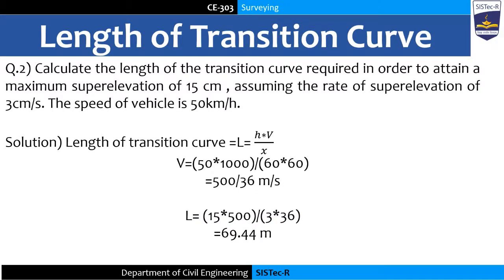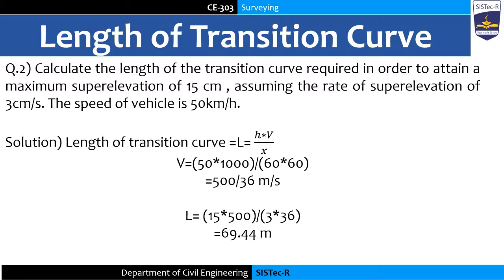Now we have the second numerical based on the length of transition curve. Calculate the length of transition curve required in order to attain a maximum super elevation of 15 centimeter, assuming the rate of super elevation of 3 centimeter per second. In this case the rate of super elevation is given, that is 3 centimeter per second, and the speed of vehicle is 50 km per hour. So in this question the value of maximum super elevation is given, rate of super elevation is given, and the speed of vehicle is given.